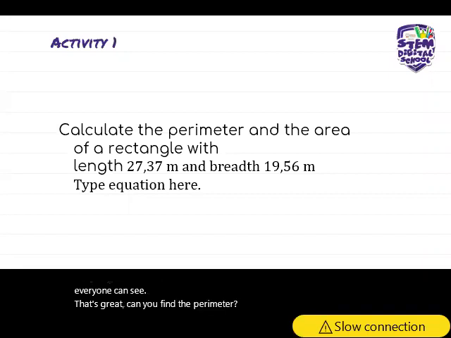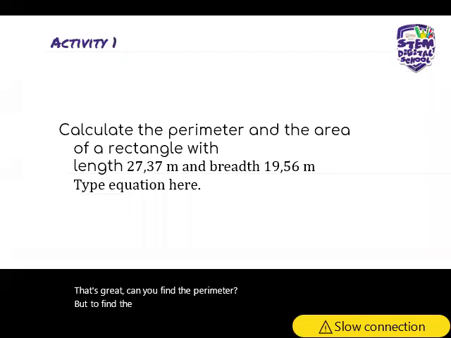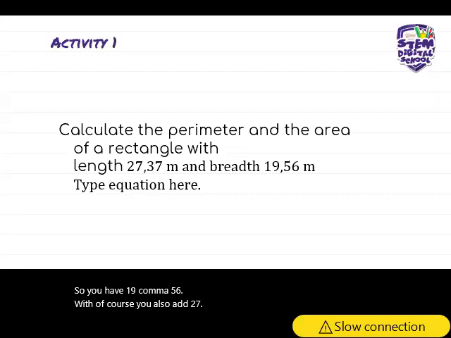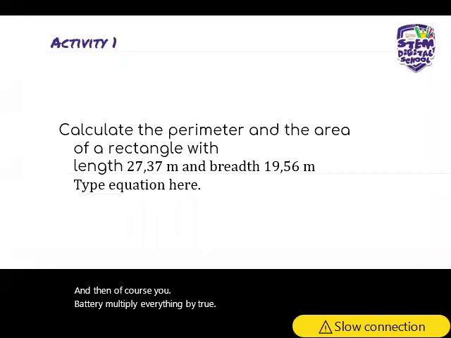Right, to find the perimeter, all that we need to do is to add the two. So I'm just going to add the length together with the breadth. The breadth is 19,56. So you'll have 19,56, and of course, you also add 27,37. Basically, that's how you add the two. And then you ensure that you multiply everything by 2. So that is what the perimeter is.